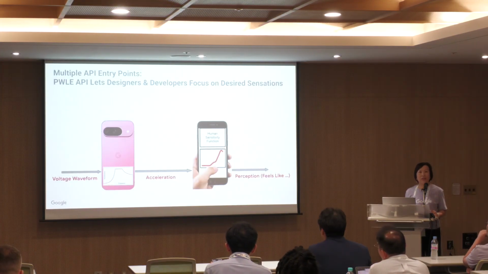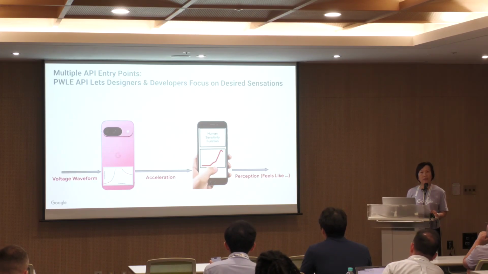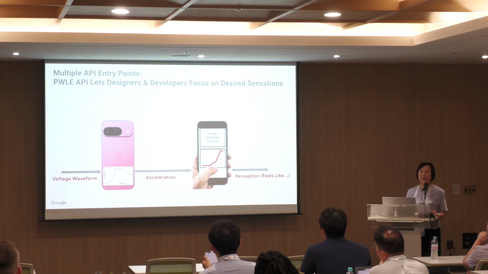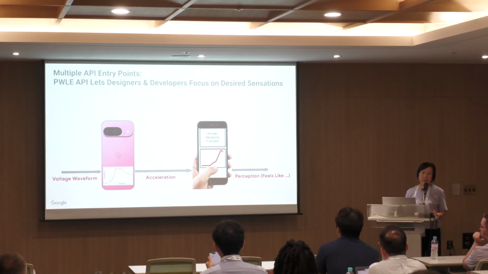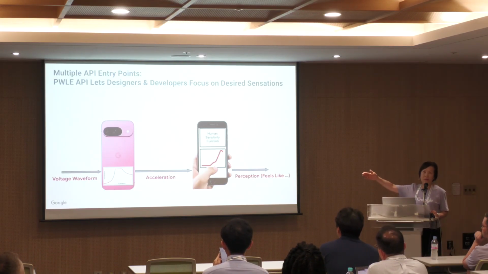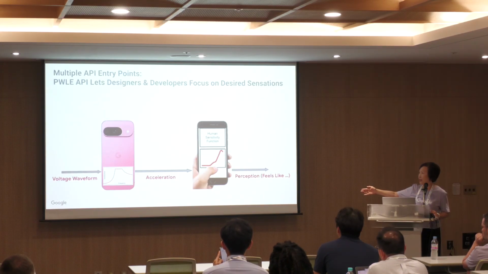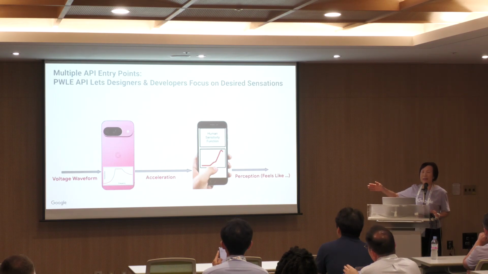I'd like to start off by talking about the multiple entry points for APIs using this very oversimplified diagram. So when we create a haptic signal, you have a voltage waveform that's sent to the motor in the phone, and then out comes some sort of vibration. Usually that's characterized by acceleration.